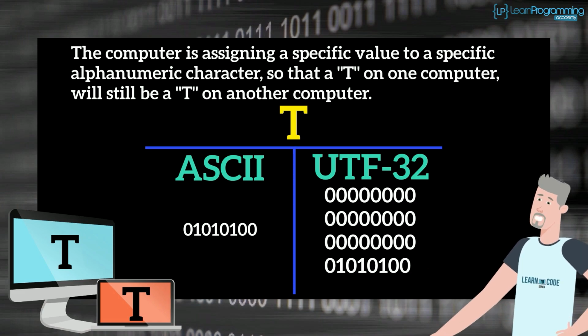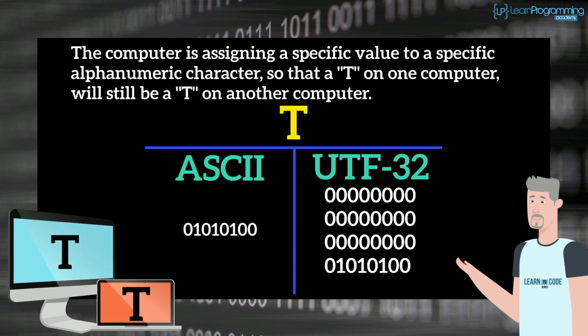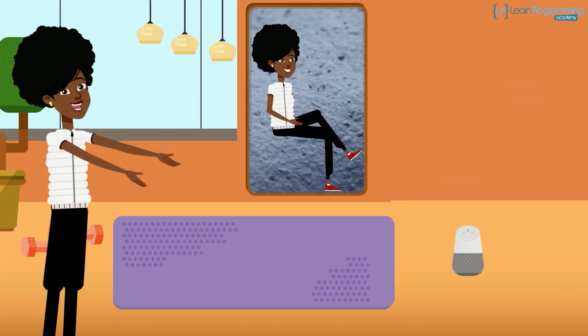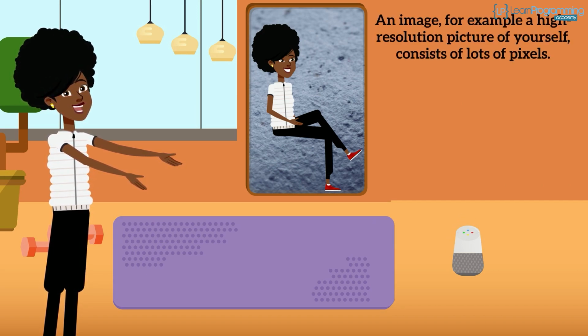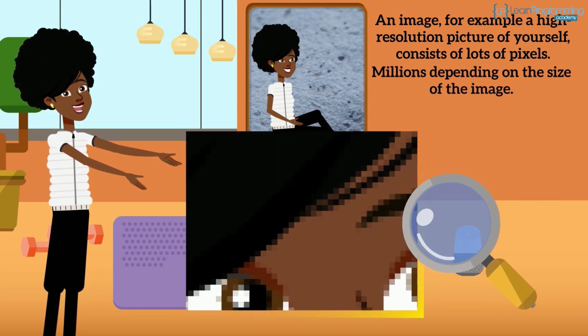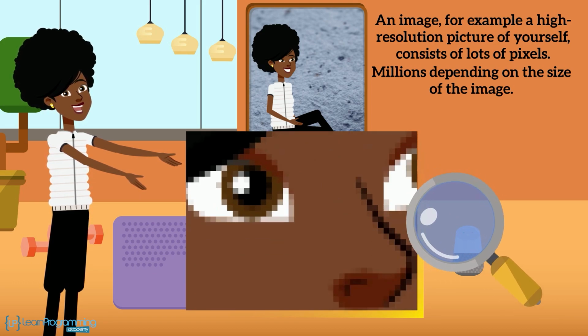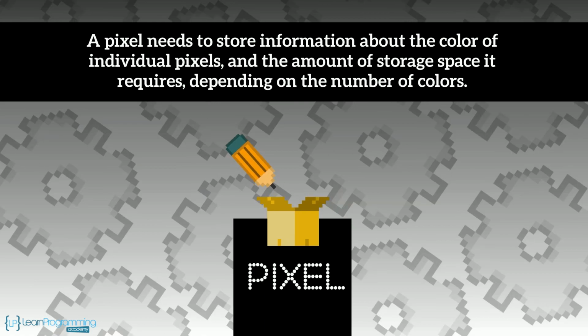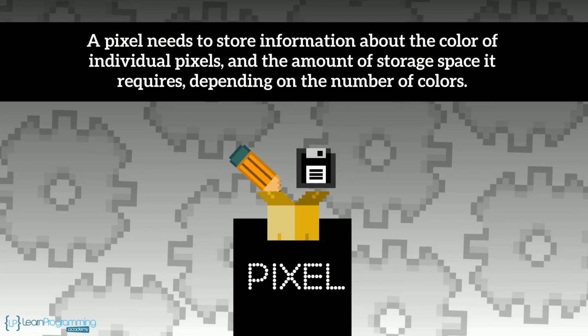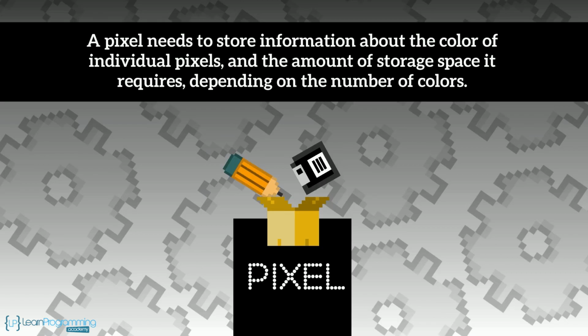Right, so let's consider one more type of data as I close out this video, an image or picture. So in the example of an image, which is much more complicated than the 3 letters of my first name, it's still a similar principle. An image, for example, a high-resolution picture of yourself, consists of lots of pixels, millions depending on the size of the image. And if you zoom in on the picture, you can see the individual pixels. So your picture has millions of pixels. A pixel needs to store information about the color of individual pixels and the amount of storage space it requires depending on the number of colors.